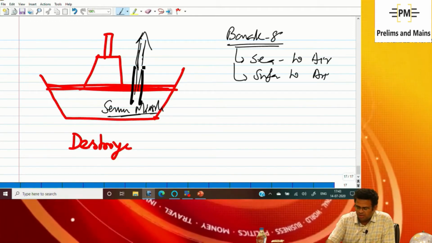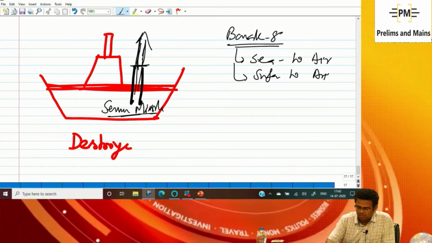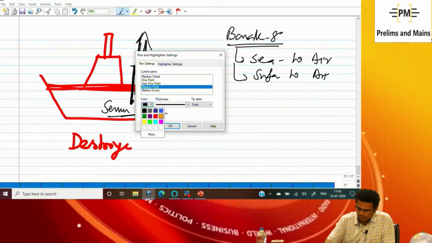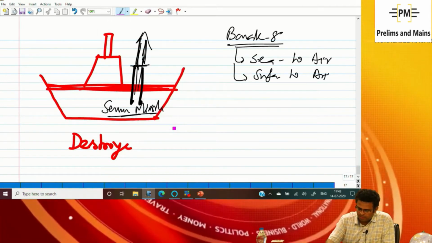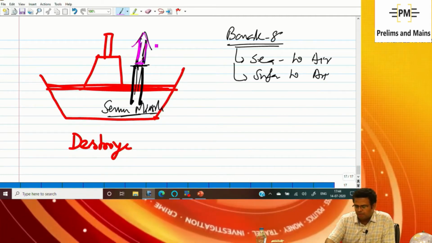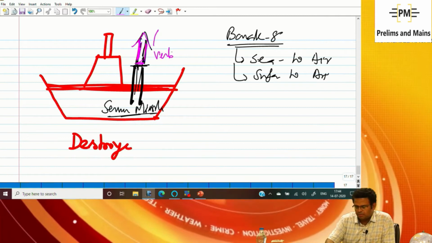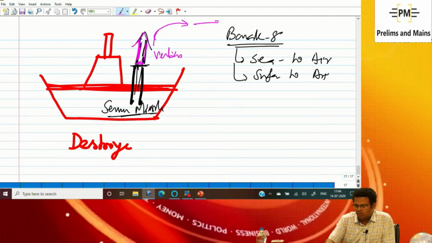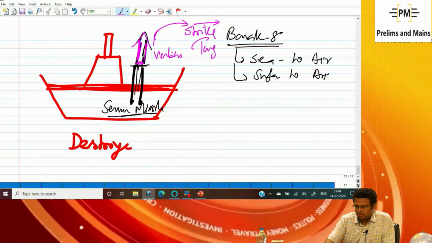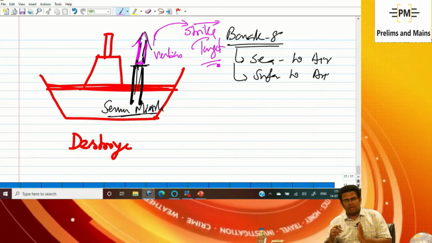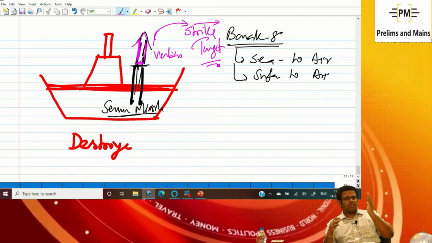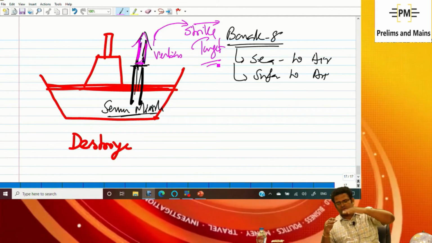This is the Barak 8 missile. It comes up vertically, then turns and strikes its target. Barak 8 coming out vertically is very important, because if it comes out vertically, it is easy to come out and then strike the target.